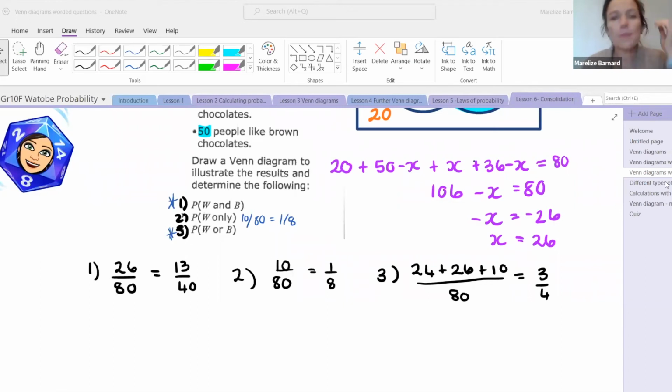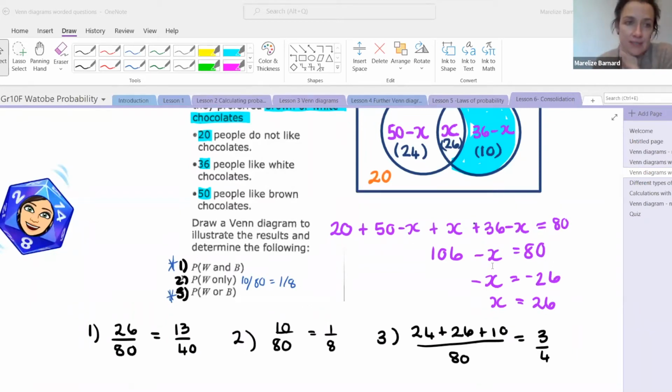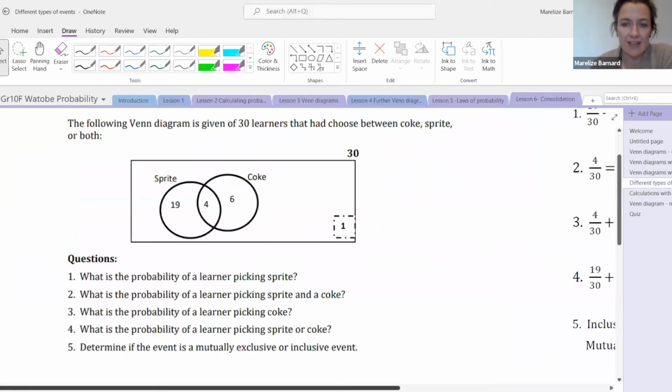Hi, ma'am. Hi. I don't understand how we got 3/4. Did you check what 24 plus 26 plus 10 is? Oh, okay, I see it now. So it's everyone who likes brown chocolate, plus those who like both, plus those who like white chocolate. So that adds up to 60 over 80. Yes. Simplify the fraction, 3/4. Okay, thank you, ma'am. Okay, no problem.